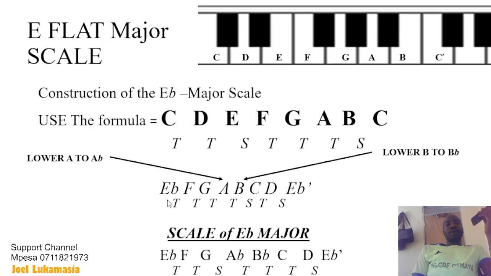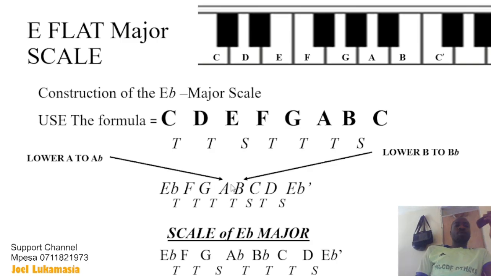So in the E flat major, you'll notice that it is tone, tone, tone. There's a tone, then another tone, then another tone. So there's a problem here: you have an excess note. So you're going to lower the A to A flat on the piano keyboard. So it becomes a semitone.